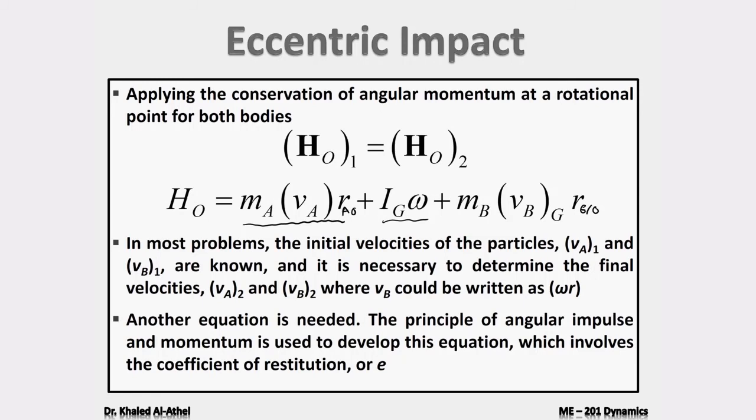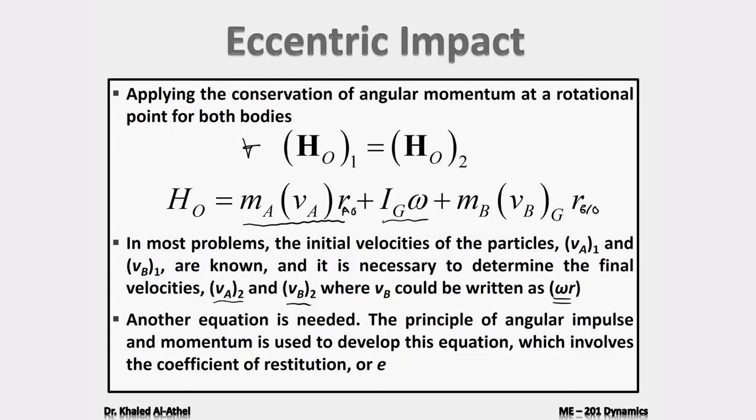Now, in most problems, generally, the initial velocities and angular velocities of the objects and the particles are known. vA1, vB1, omega1 are known. And usually the final velocities, vA2, vB2, and omega2 are unknown. Keep in mind that vB and omega can be related by omega r. So basically I have only two unknowns, but this is only one equation.